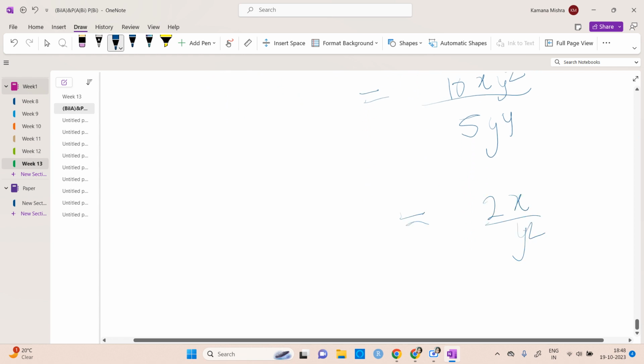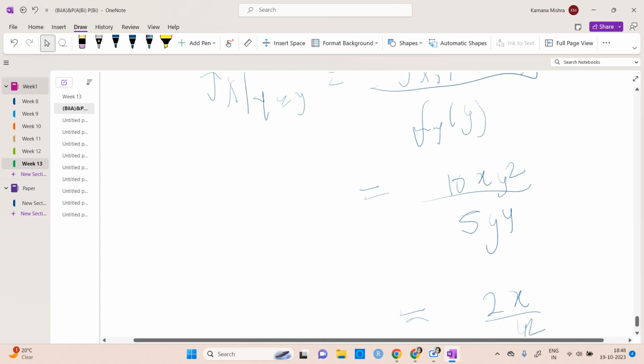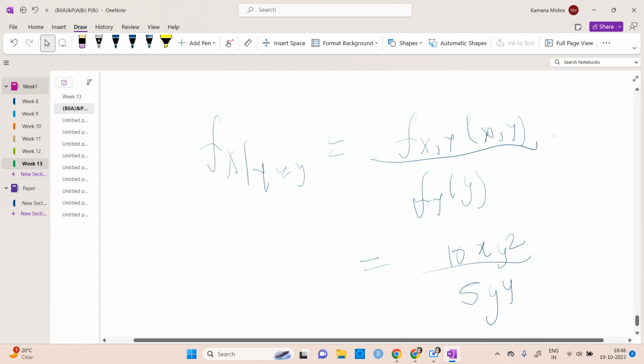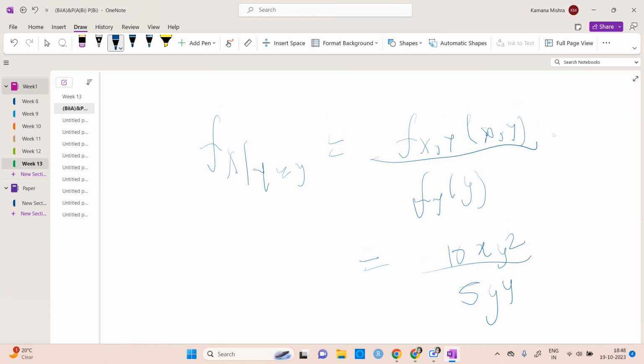In that way you can find it for y also: f(y given x) is equal to f(x,y) divided by f_X(x).